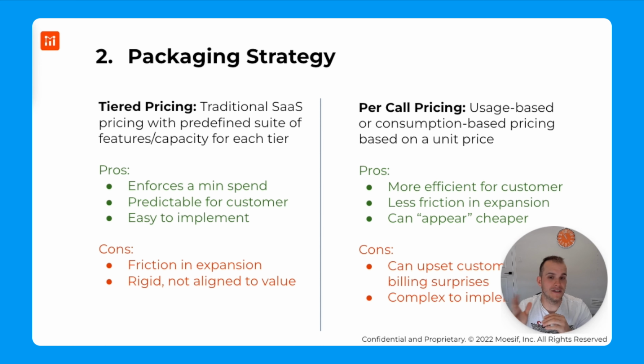The pros of the tiered pricing would be it enforces a min spend. So if I'm charging for a subscription, I know that the minimal spend that they're going to have is that subscription per month, possibly plus overages. It's predictable for the customer as well. I'm paying X amount of dollars and I'm getting X amount back. And from a technical perspective, it's pretty easy to implement.